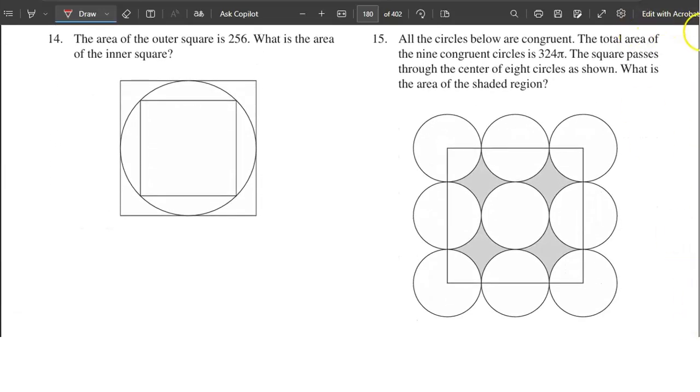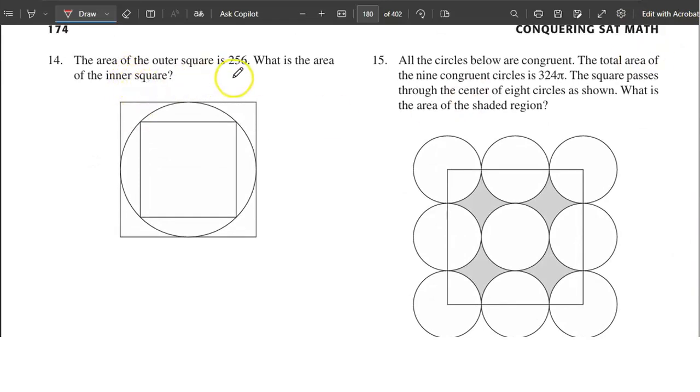Next question. The area of the outer square is 256. What is the area of the inner square? Now the area of the outer square is given, so we can find the side of the square because area is equal to side into side. So capital S, or we can take it as S1, S square equals 256. So side will be equal to under root of 256. That is 16. So the outer side is 16.